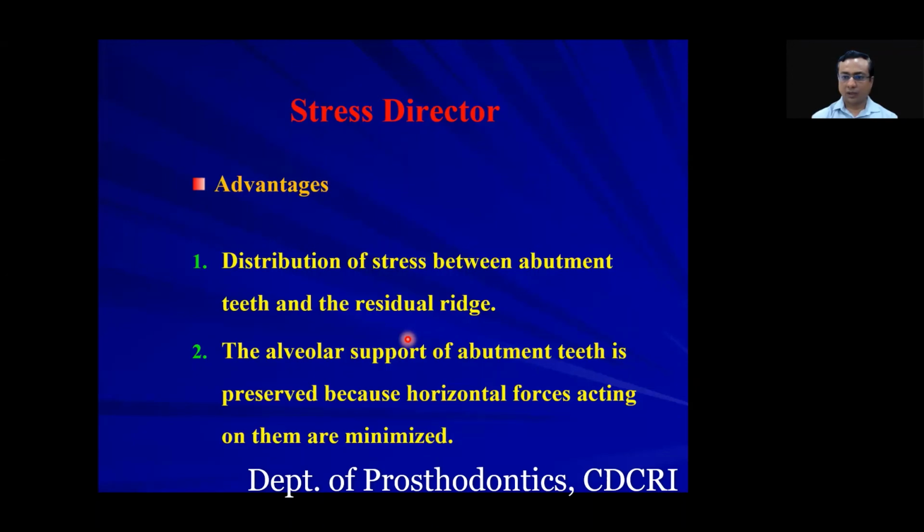Otherwise, what will happen? The stresses will be transferred directly to the abutment tooth. And those stresses will be mostly in the form of a tilting stress, which is very harmful for the abutment tooth. So the stress director distributes the stresses. By distributing them, it preserves the alveolar bone of the abutment tooth by transferring the horizontal forces to the alveolar bone.